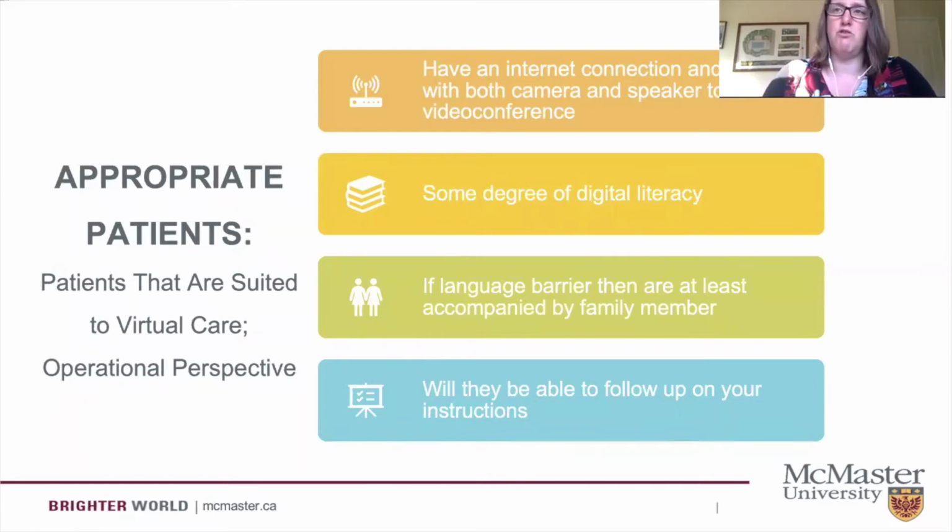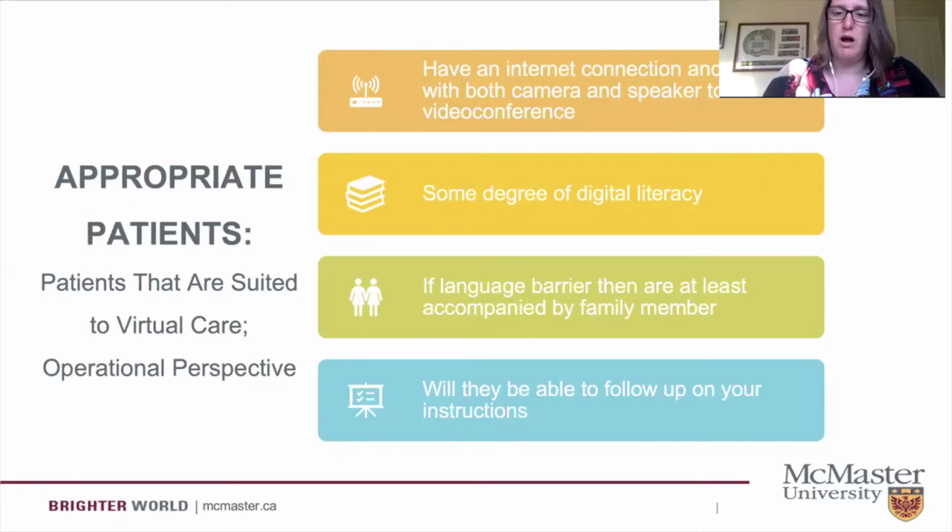There's the operational, so how do you get the patients into the schedule? And then there's the learner considerations. Let's talk a little bit about the operational perspective first. The operational perspective is that piece that gets patients into our schedule in a way that makes our days satisfying and safe. And in order to have a successful virtual encounter, patients need to be able to participate in virtual care.